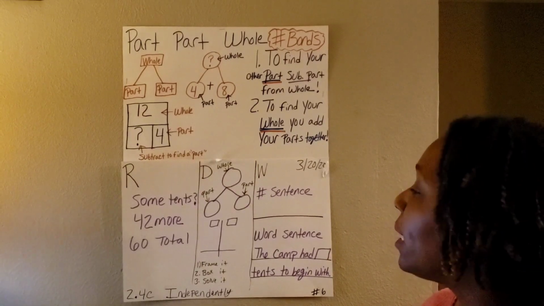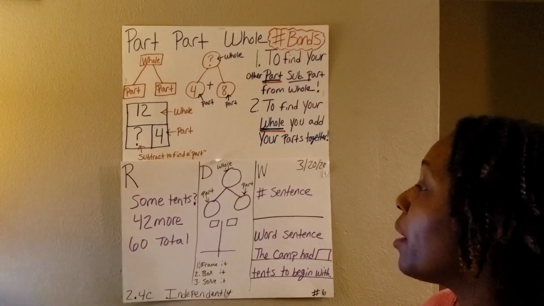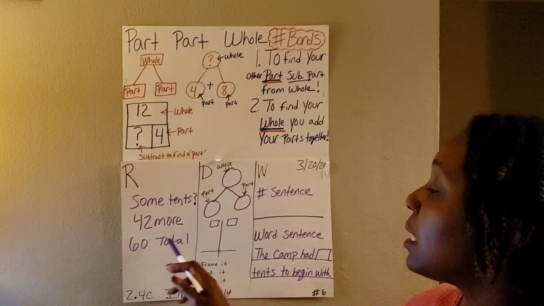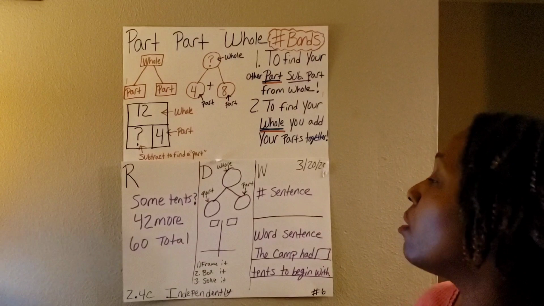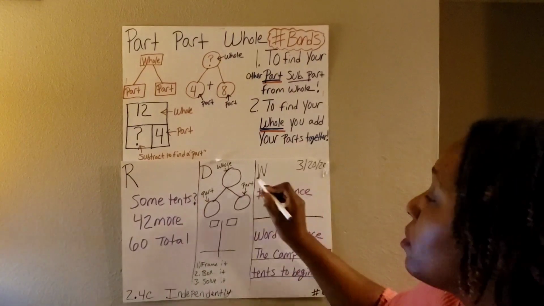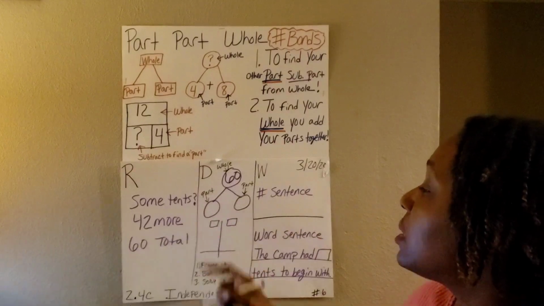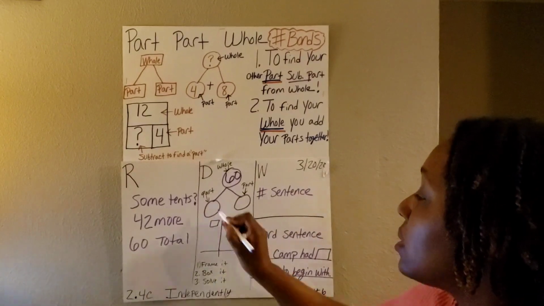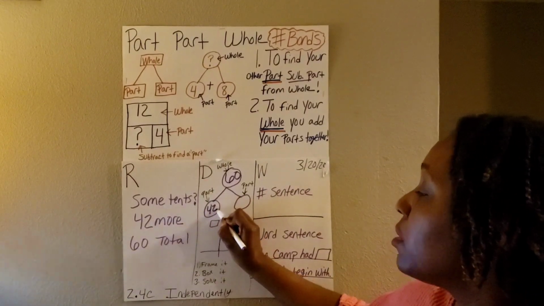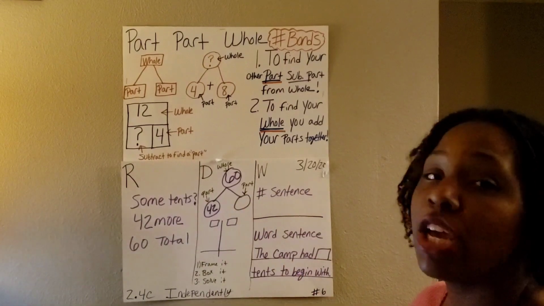All right, let's go ahead and fill in our number bond. So if you decided that 60 was your total, your whole, you're absolutely correct. Plug it in. And if you decided that 42 was a part, absolutely correct. If you need to make changes, go ahead and do so.